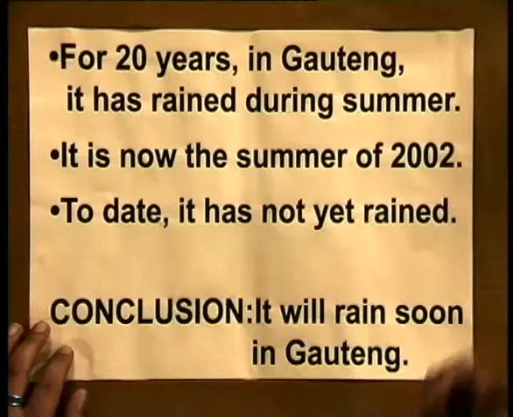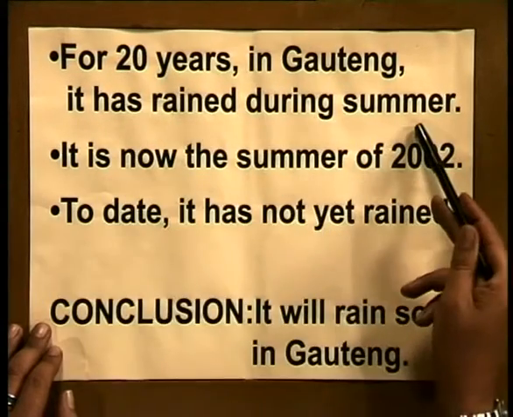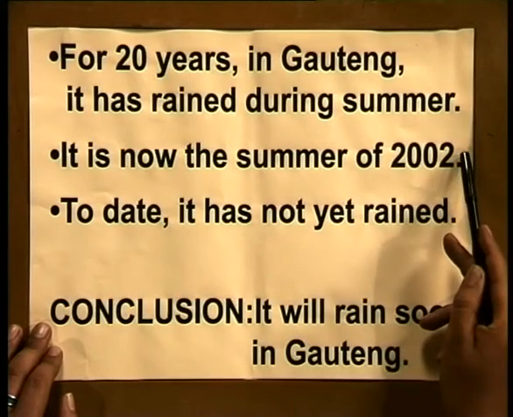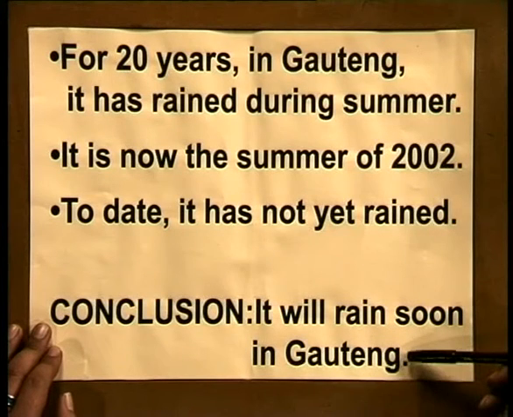We've constructed an order of events, and we put those things together in a particular common sense way to draw a conclusion. And remember, I said common sense. And here again, we have to test what we've said against common sense. So if we have a look again, I can claim that if for 20 years it has rained during summer in Gauteng, and again here it is the summer of 2002, and we know that it has not yet rained, we can presume that it's going to rain soon in Gauteng.